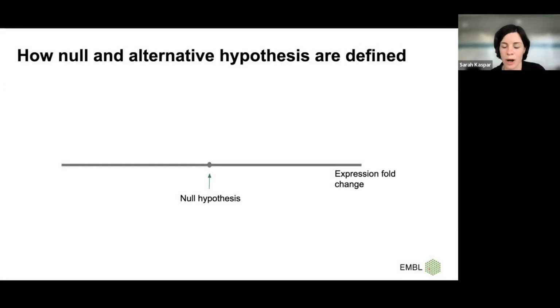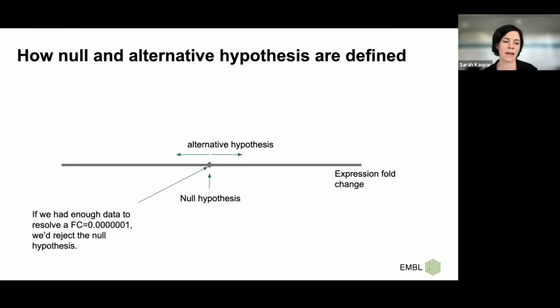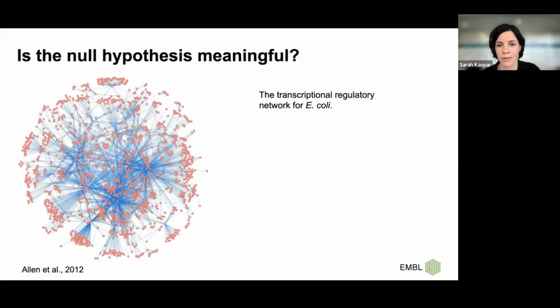Because remember how the null and the alternative hypothesis are defined, right? The null hypothesis says that the difference in expression is 0, exactly 0. And the alternative hypothesis is really anything else. So that means if we had the tiniest fold change or expression change, but lots of data to resolve that one, we would reject the null hypothesis.